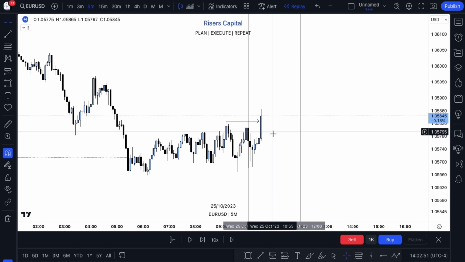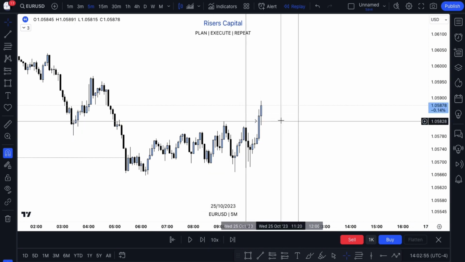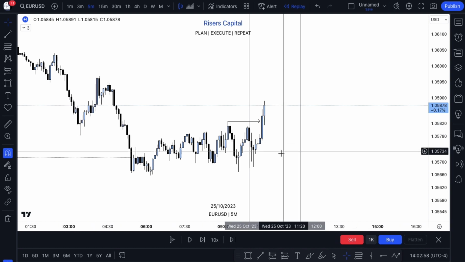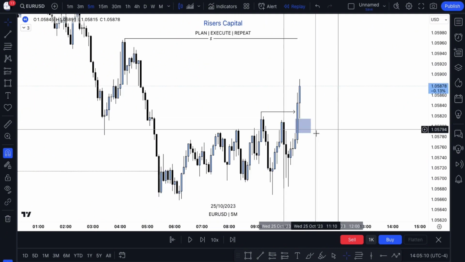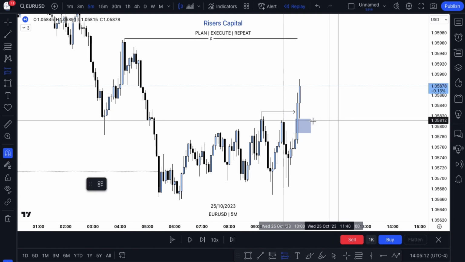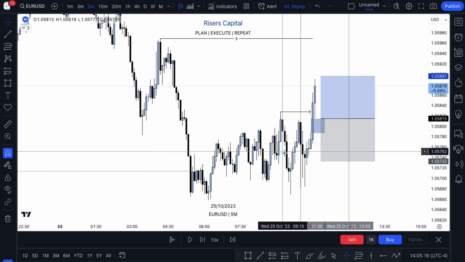But for the purpose of the video, actually, I'm going to be entering just off the fair value gap, because some people may not understand what a breaker block is. So here we've created a fair value gap in price, and we want to be taking entries off of this fair value gap. So we want to be looking for buys at this fair value gap. And what are we going to be targeting?